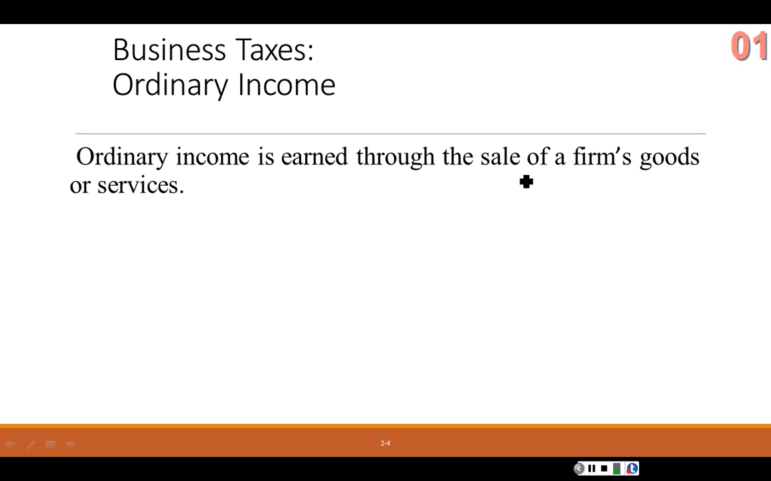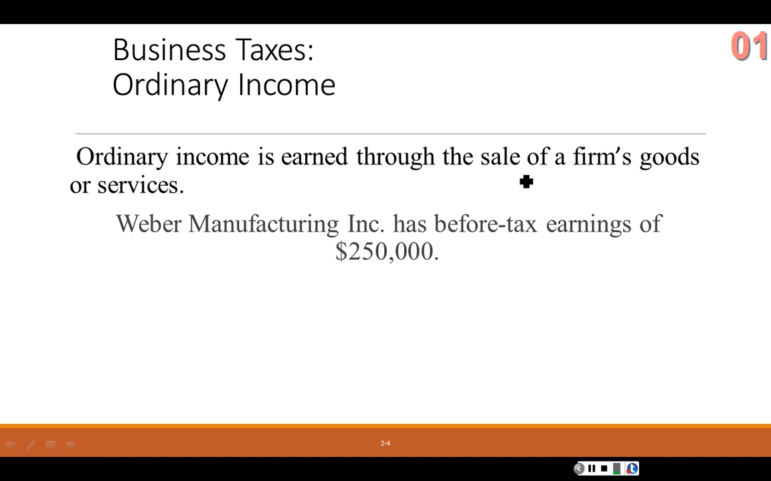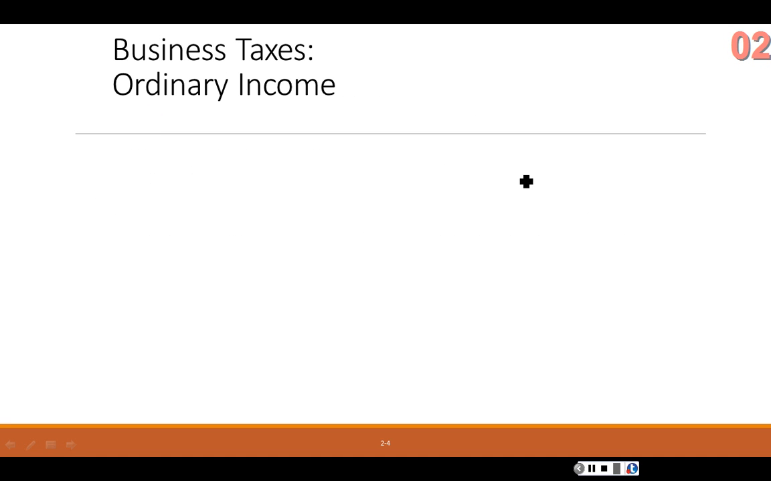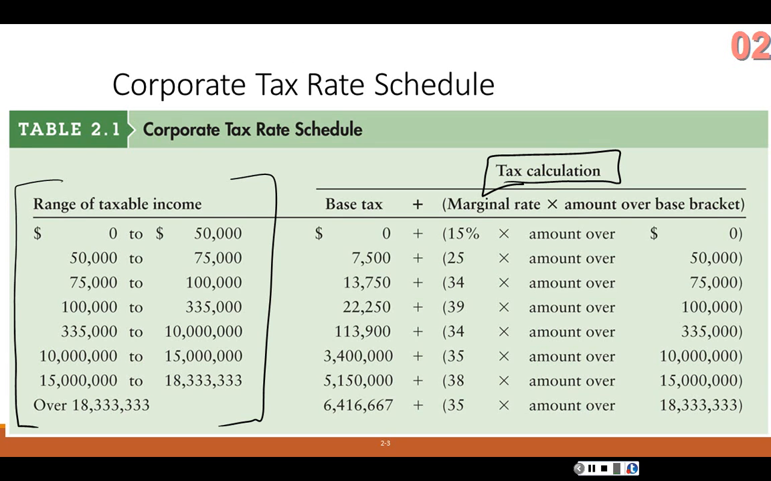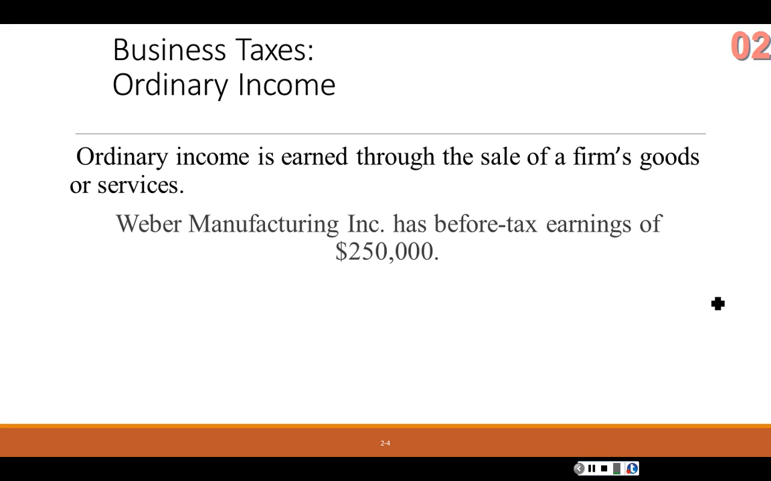So first of all, ordinary income is the income that's earned through the sale of a firm's goods or services. So we have an example. Weber Manufacturing has before-tax earnings of $250,000. So the first step, now that we know how much they're going to be taxed on, so their taxable income in this instance is $250,000, the first step is to determine which equation we're going to use. So $250,000, that's greater than $100,000 and less than $335,000, so we use this corresponding equation. Weber Manufacturing is going to have a base tax of $22,250 plus 39% of any amount over $100,000. So here's our equation.